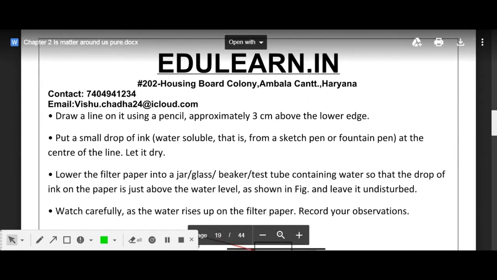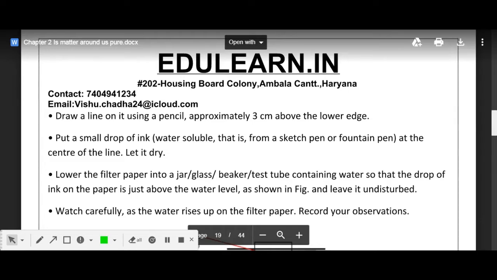We took filter paper and draw a line on it using a pencil approximately 3 centimeters above the lower edge. We drew a line 3 centimeters above the lower edge of the filter paper. Put a drop of water soluble ink. The water soluble ink should be there, or you can take fountain pens or ink pens, at the center of the line and let it dry. On the line you drew, you will put a drop of ink and let it dry.